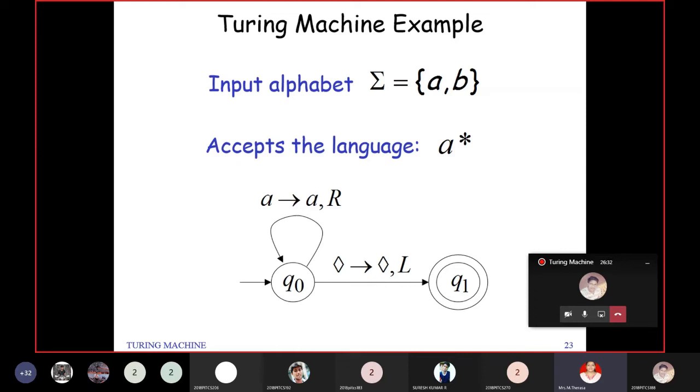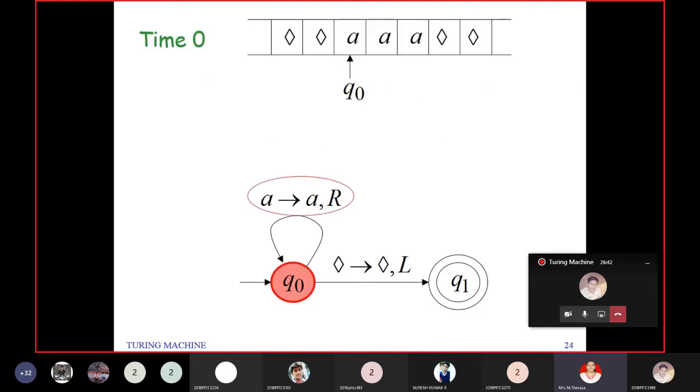When you read a blank symbol, keep that blank as blank, but move left and enter into the state called Q1, and Q1 is represented as a final state. Okay. So, how does it work? We'll see. At time 0, that is initially, suppose you have the input string triple A, and the machine should start from the initial state Q naught.